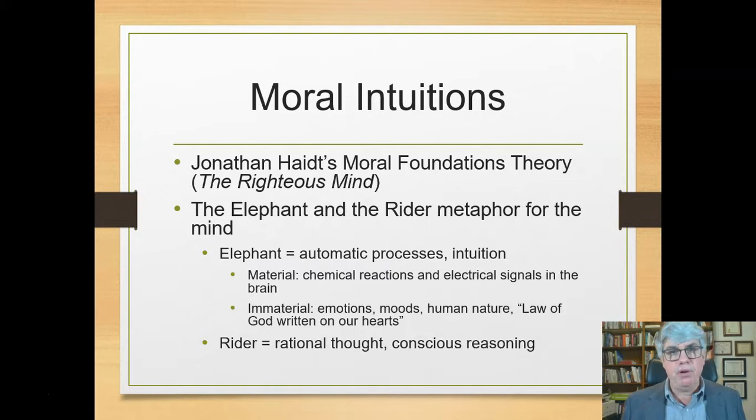From a Christian point of view, it's what the Bible calls the law of God written on our hearts, the way that humans are, and all the phenomena that happen automatically because of what our nature is. So that's the elephant, the automatic processes that occur in our mind, or intuition. And the rider is our rational thought, our conscious reasoning, the part of our mind that we can control and think about and process information with and evaluate through rational thought. So those are the two parts of the mind.